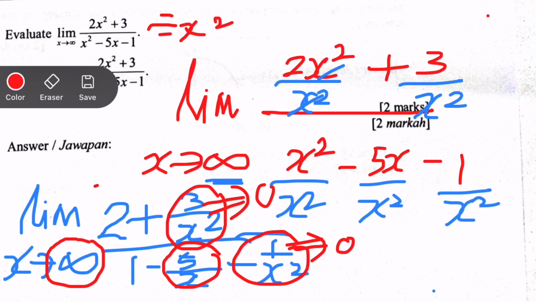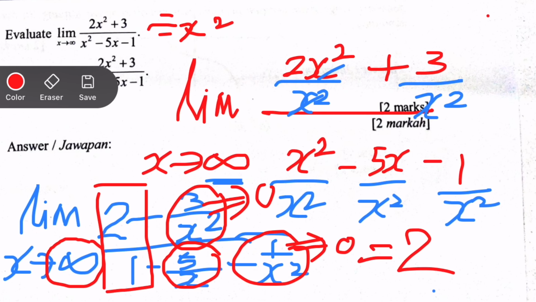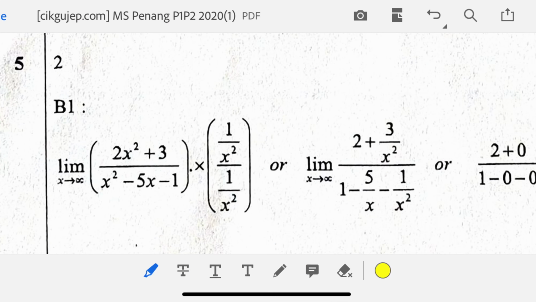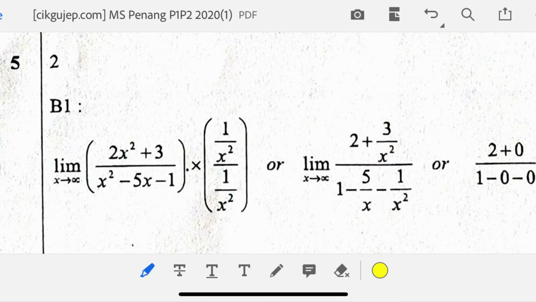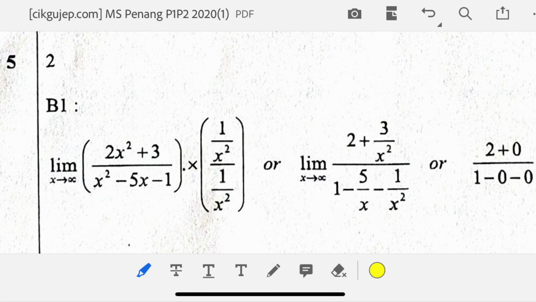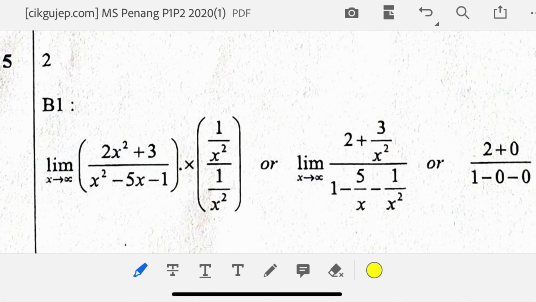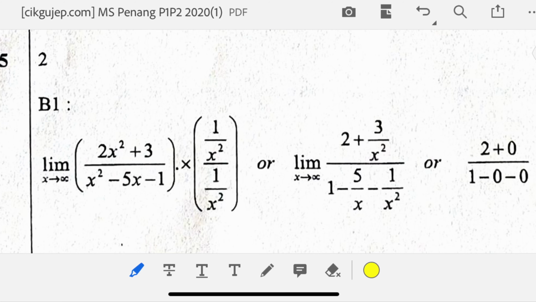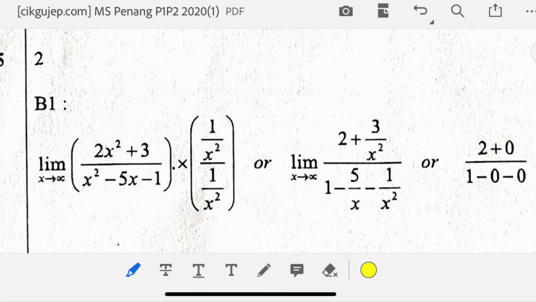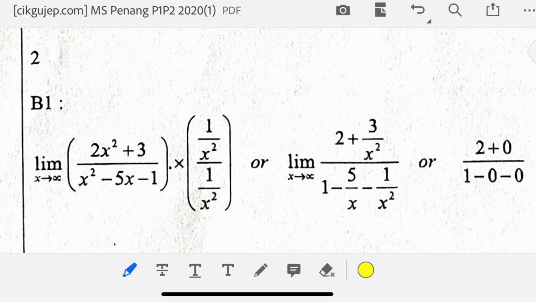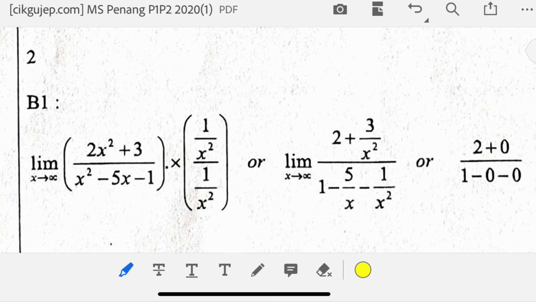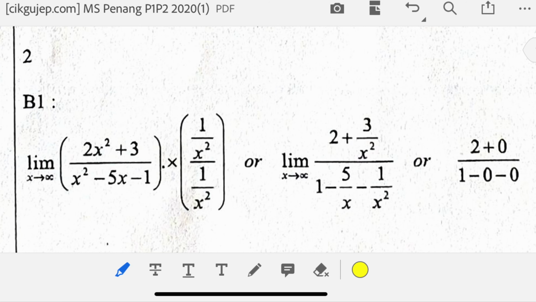Alright, so that's why we need to divide until we can see the fraction. So hence we can see the numbers 2 and 1 are not affected by the x when x approaches infinity, right? So the limit will be 2 over 1, which is 2. Okay, understand? So the way to do limit is a bit different, and you need to accept the fact that this is how you solve the limit. Okay, so try to practice more and you will feel that it's actually the same pattern when you want to solve the limit. Okay, so this is about the limit. I really hope that you can understand how to do limit. Okay, so we will proceed to the next question.